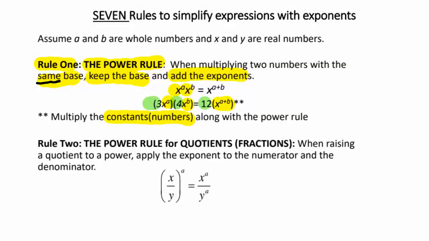Now, to give you another example, let's say I have 2x to the 4th times 3x cubed.